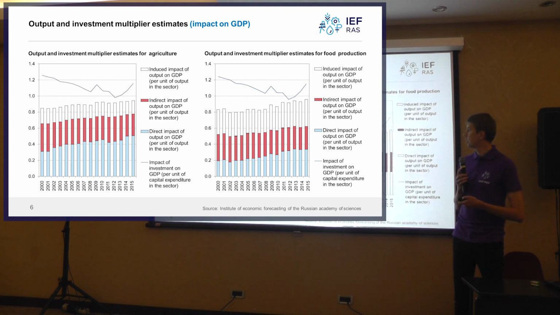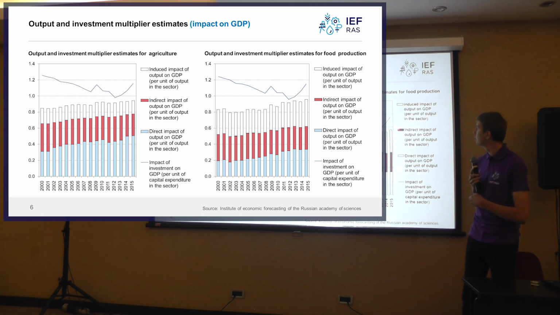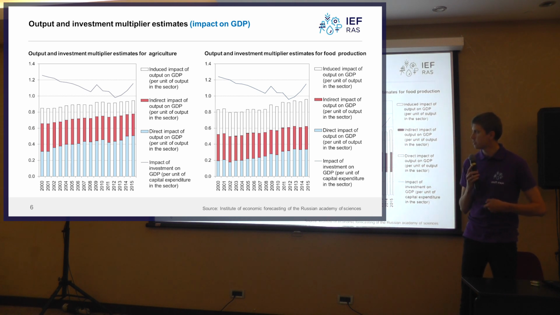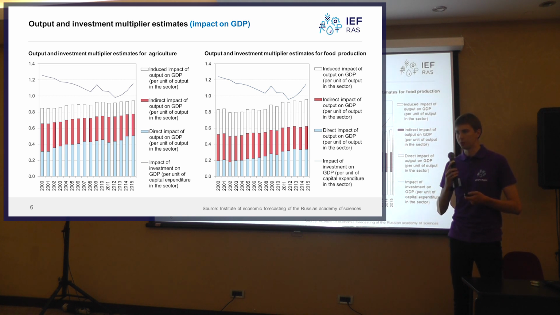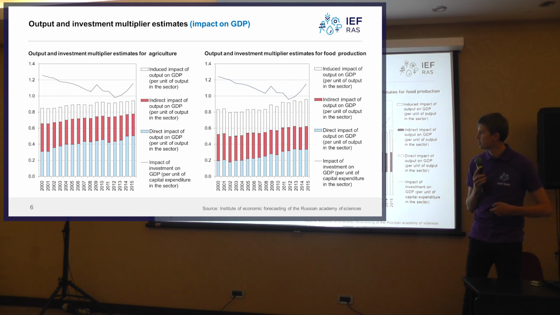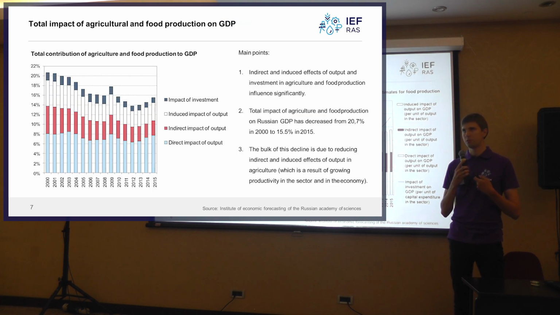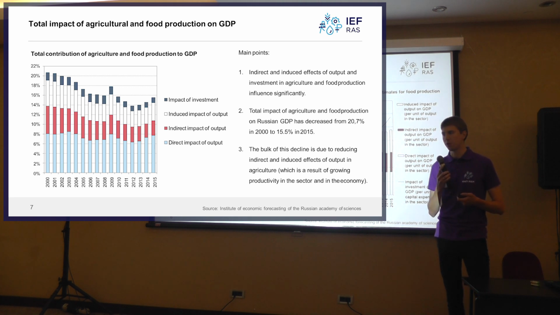All right, let's move to our estimates. Here we have estimates for multipliers. We have two graphs. This one is for agriculture and this one is for food production. This line is for the investment multiplier, and this is the impact of output on GDP. I would like to mention that the direct impact of output in agriculture and in food production is increasing. It's due to growing productivity in these sectors, improving technologies.